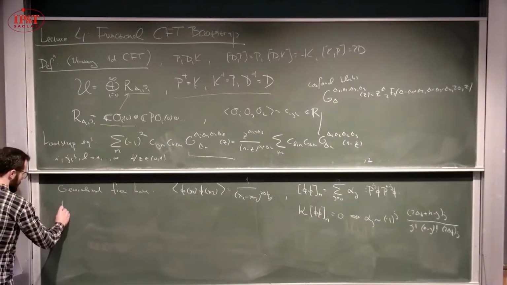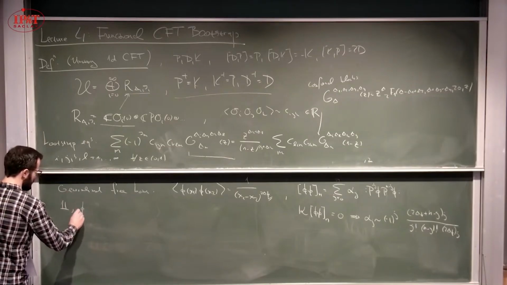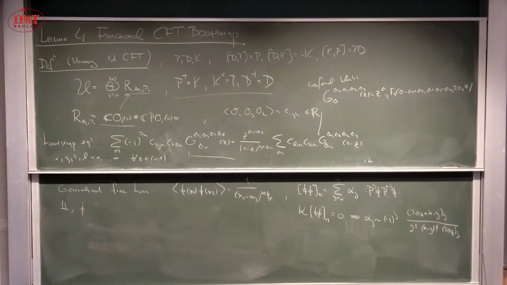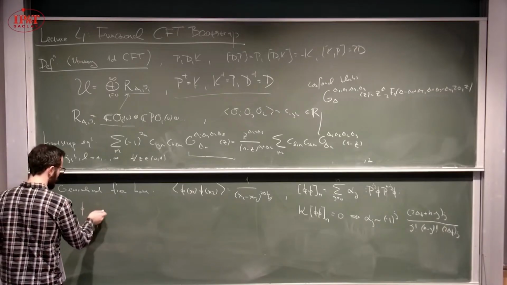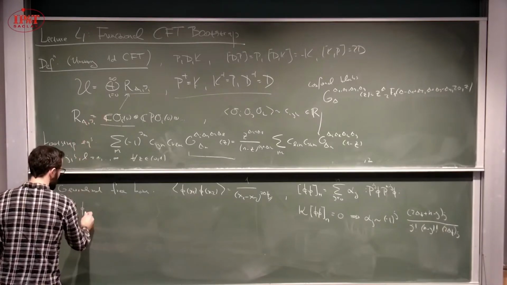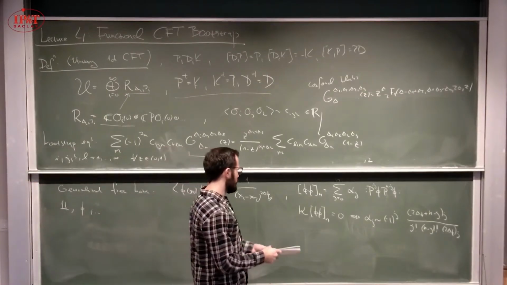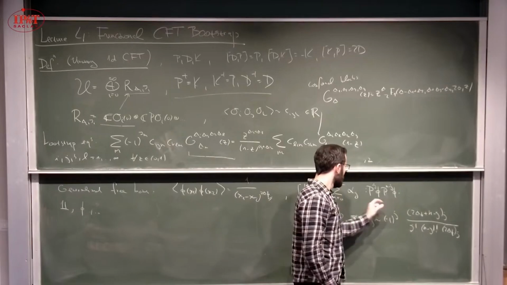The primaries, as we were discussing at the end of last lecture, are identity, and various words built out of derivatives of phi. So phi is a particular primary, then all of the derivatives of phi are descendants, so they live in a single irreducible representation. And then the primary is built out of two phi's. They take the following form with alpha j.